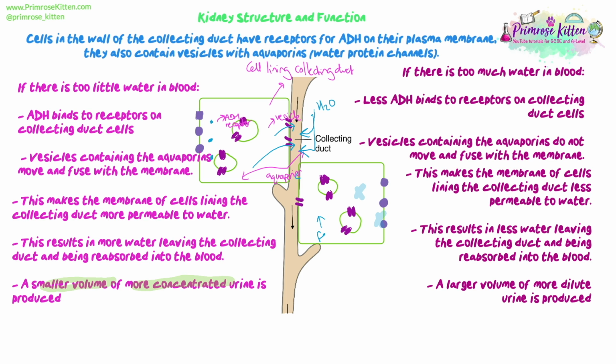And so we create a larger volume of more dilute urine, because more water is going to stay in the collecting duct and more water will end up passing down through and into the urine. And because we've got more water, that dilutes the urea and the other salts, and we create more dilute urine.